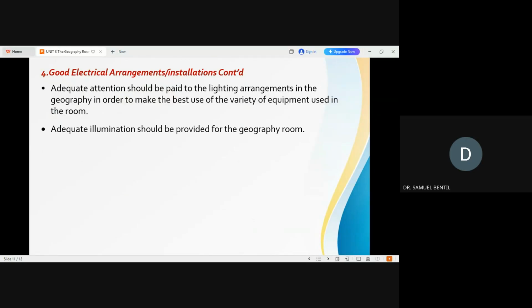There should also be adequate attention given to the lighting arrangement in the geography room in order to make the best use of the variety of equipment used in the room. We also need adequate illumination for very good practical activities to be done in a geography room. So these are some of the prerequisites or requirements for anyone who wants to develop a geography room; it must conform to these 4 major areas.